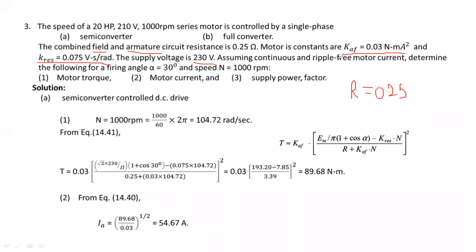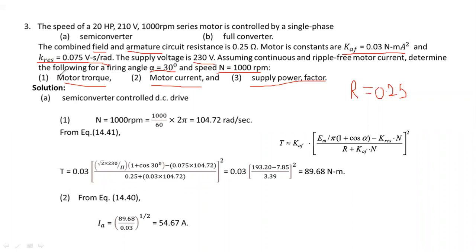Assuming continuous and ripple free motor current, determine the following for the firing angle of 30 degrees and speed of 1000 RPM. So alpha he has given us 30 degrees and speed 1000 RPM. For these parameters, we need to calculate the first one, motor torque, second one, motor current, and the third one, supply power factor, which is input power factor. So these three we need to calculate.